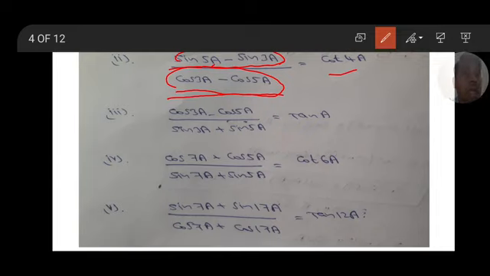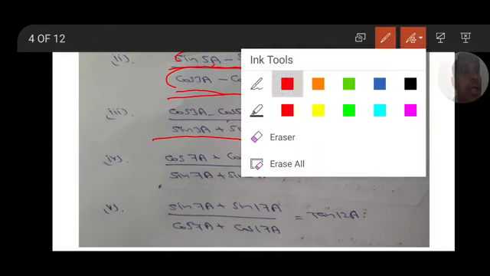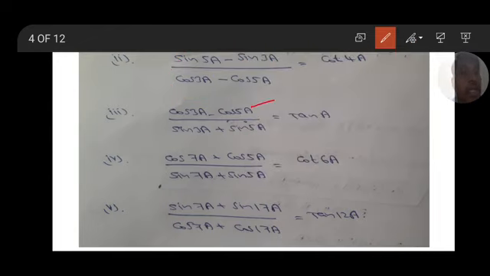Next, the third problem: (cos 3a minus cos 5a) by (sin 3a plus sin 5a) equals tan a. In this problem, the numerator is the cos c minus cos d formula and the denominator is the sin c plus sin d formula. Next, the fourth one: prove that (cos 7a plus cos 5a) by (sin 7a plus sin 5a) equals cot 6a. Here the numerator is the cos c plus cos d formula, and the denominator is the sin c plus sin d formula.